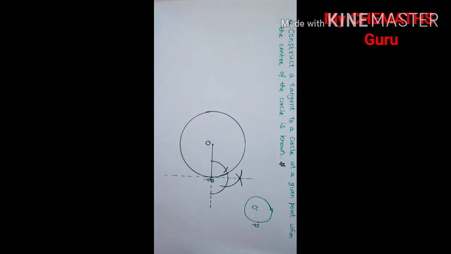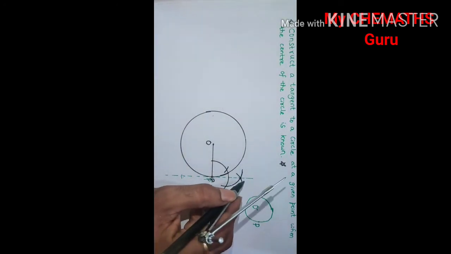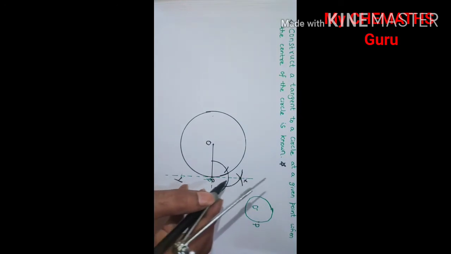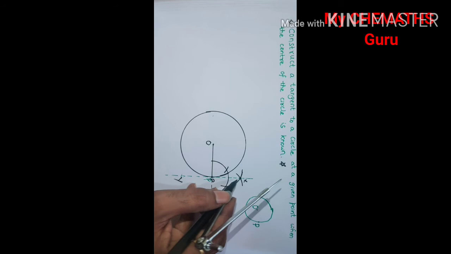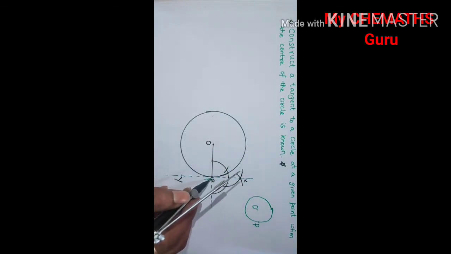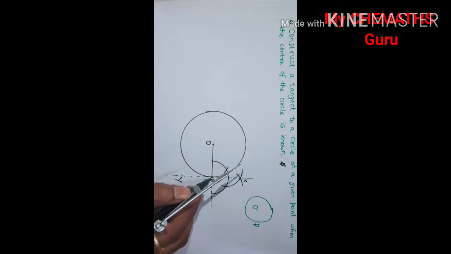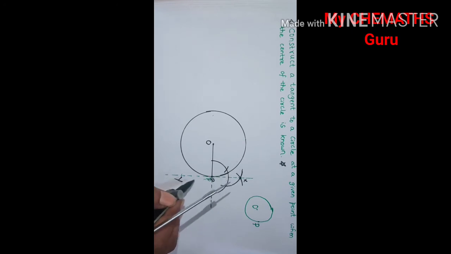Now we got a line like this. Take this side as X and this side as Y. This line XY is the tangent to the circle at the point P when the center is known. Here XY is the required tangent to the given circle which is passing through the point P. Yes, according to the definition, this is the tangent. A tangent always makes 90 degrees with the radius.